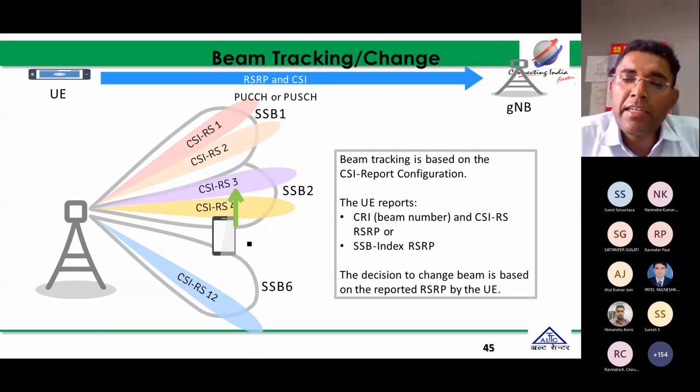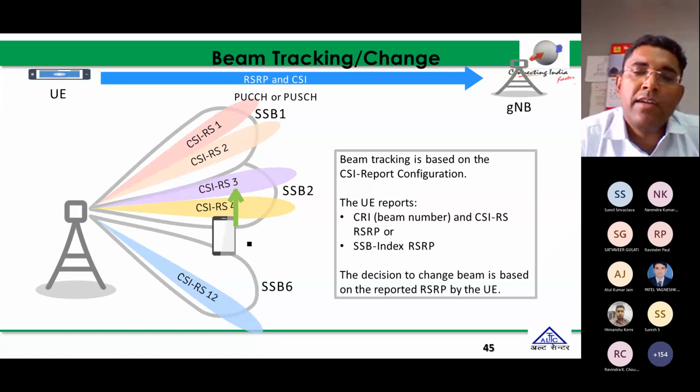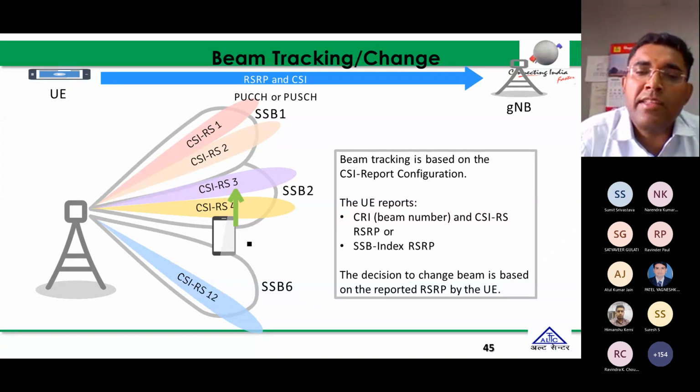The beam tracking is based on the configured CSI report. So the gNodeB transmits the CSI-RS reference signal and the UE calculates, and after some estimation they send the report on the PUCCH or PUSCH. These are the two physical channels in the uplink. They may send sometimes on PUCCH or sometimes on PUSCH.